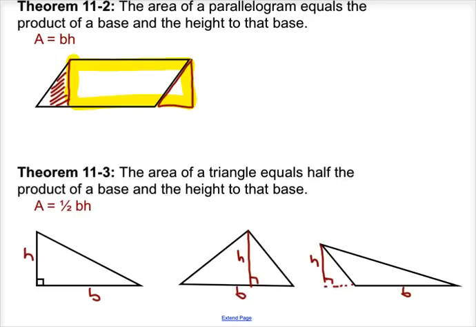And I remember the formula for a triangle by thinking that if I were to take a triangle and sort of make it inside of a rectangle, the triangle happens to be half the size of the rectangle, so the formula should be half of a rectangle, and it's 1/2 base times height.